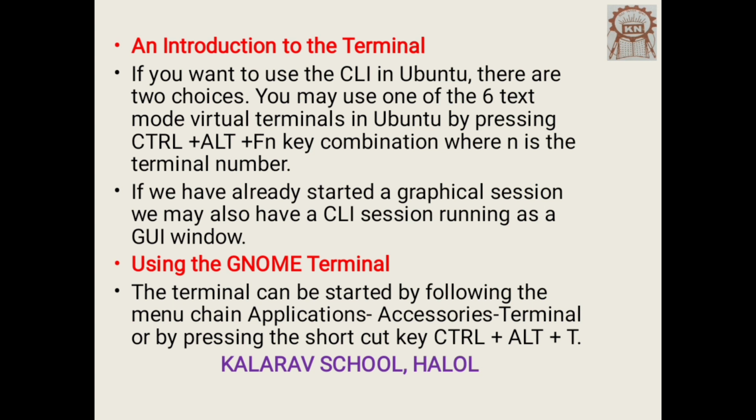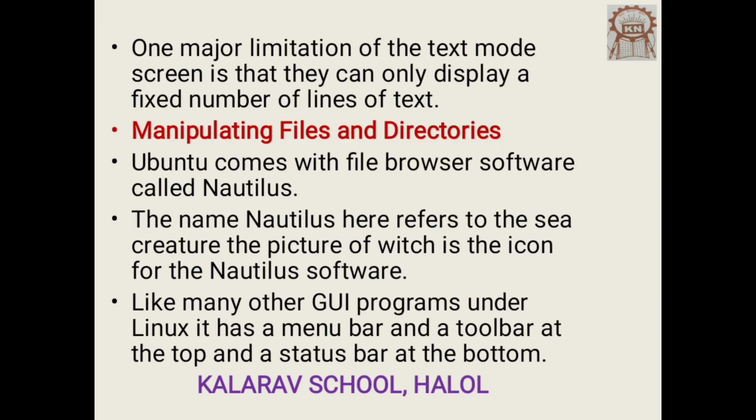Next, using the GNOME terminal. The terminal can be started by following the menu chain Applications, Accessories, Terminal, or by pressing the shortcut key Ctrl plus Alt plus T. One major limitation of the text mode screen is that it can only display a fixed number of lines of text.